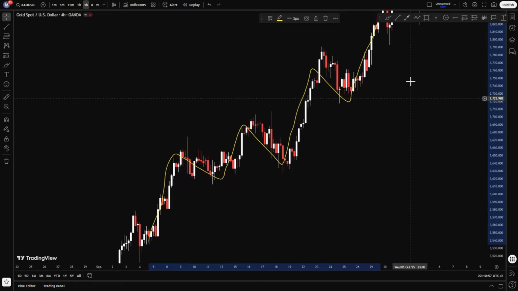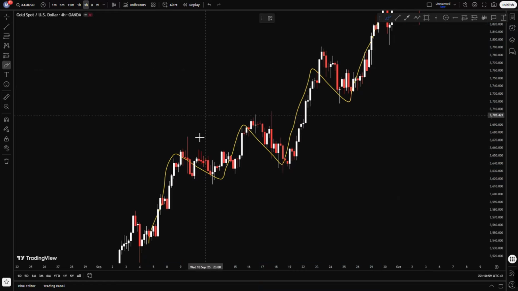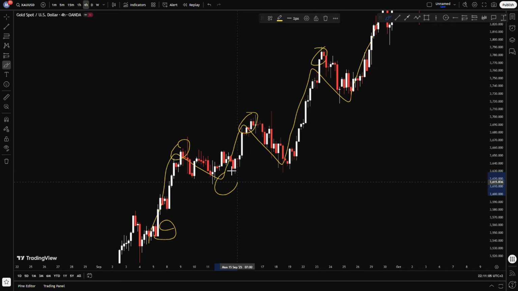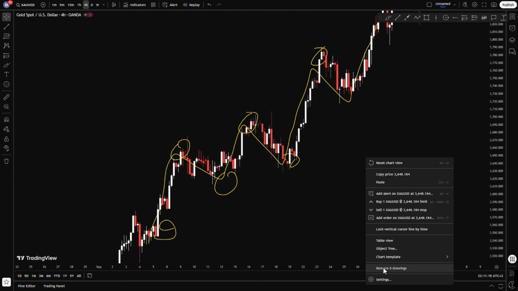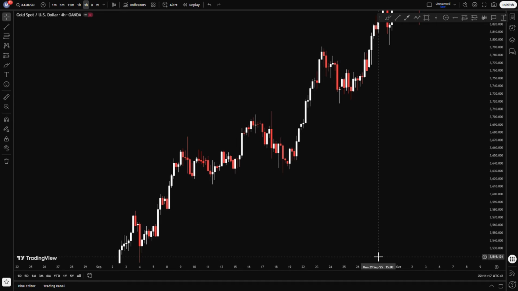Okay, remember what I said, in a bullish market you are going to see higher highs and higher lows. Okay, and right here you can see we do have higher highs and higher lows. So this confirms that we are in a bullish market. It confirms that buyers are in control, right?